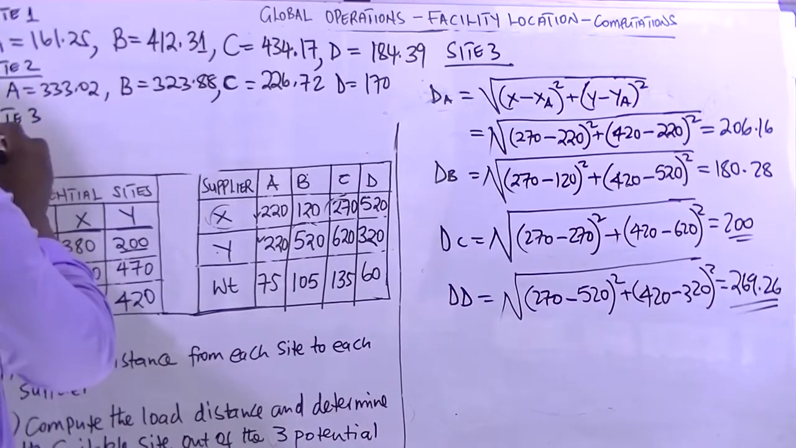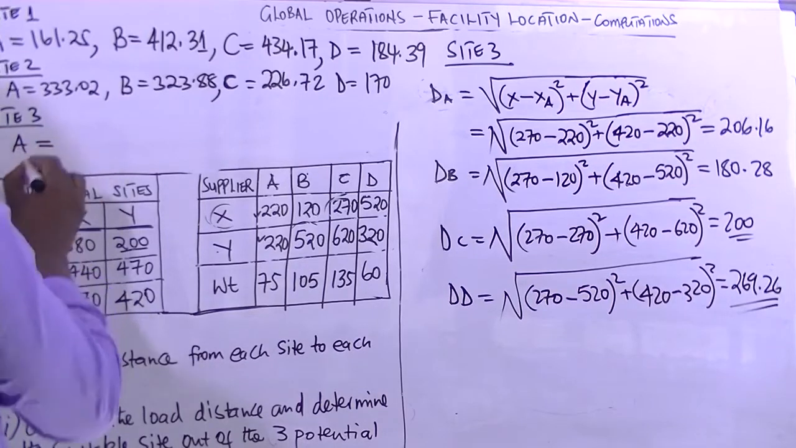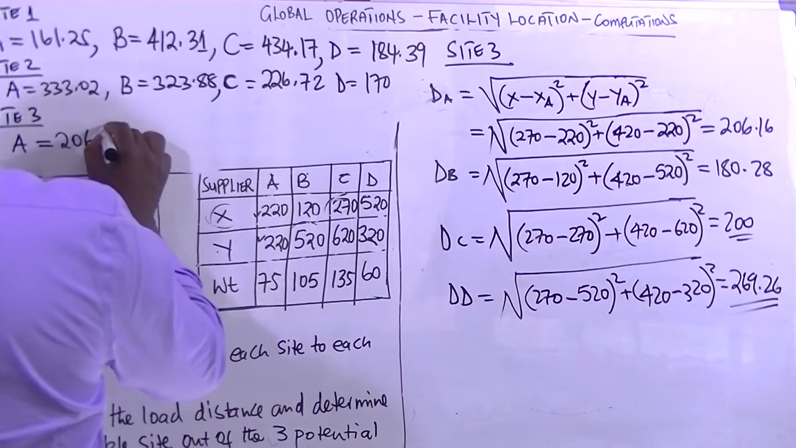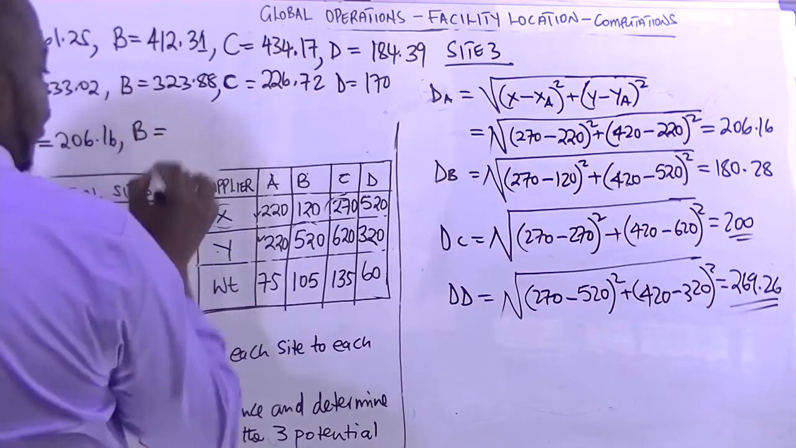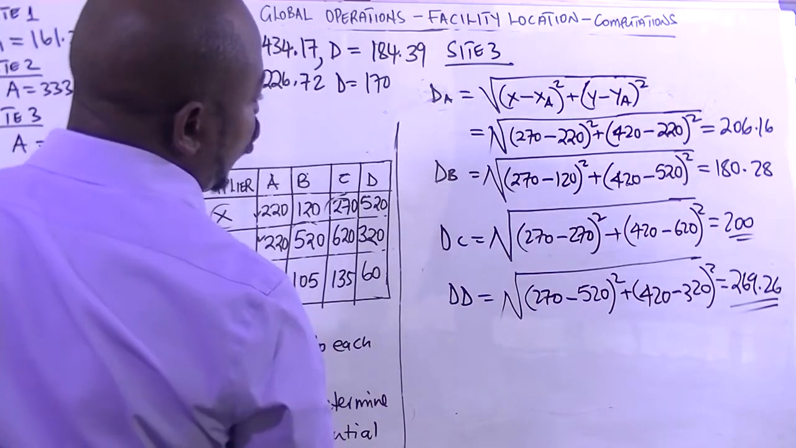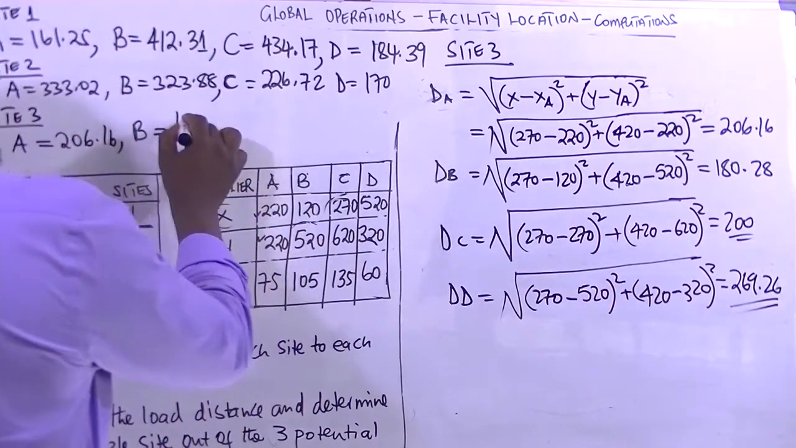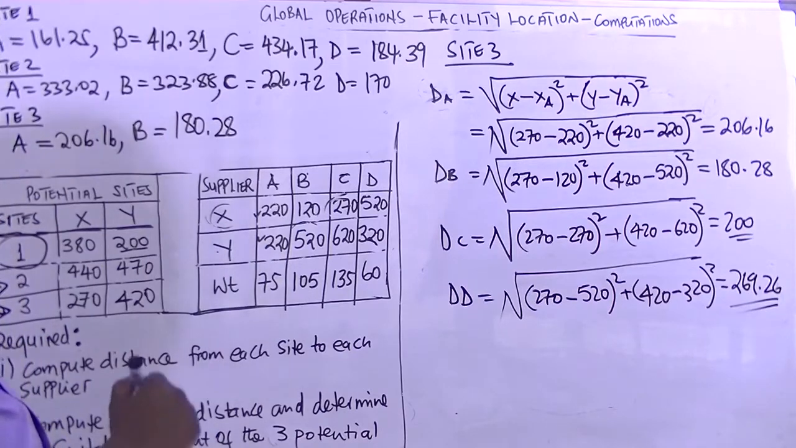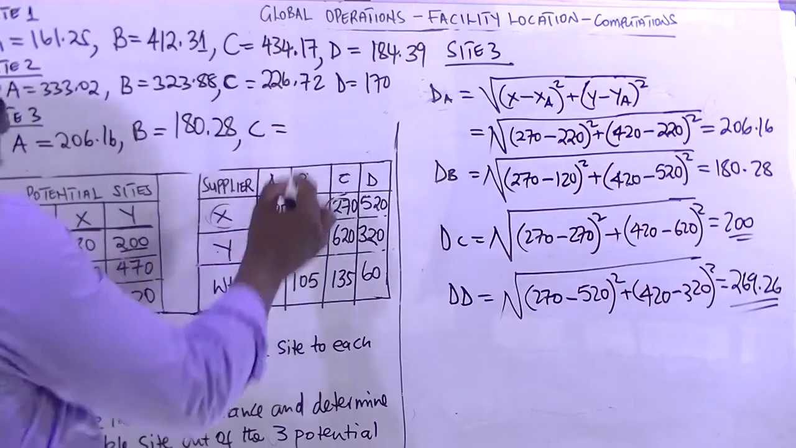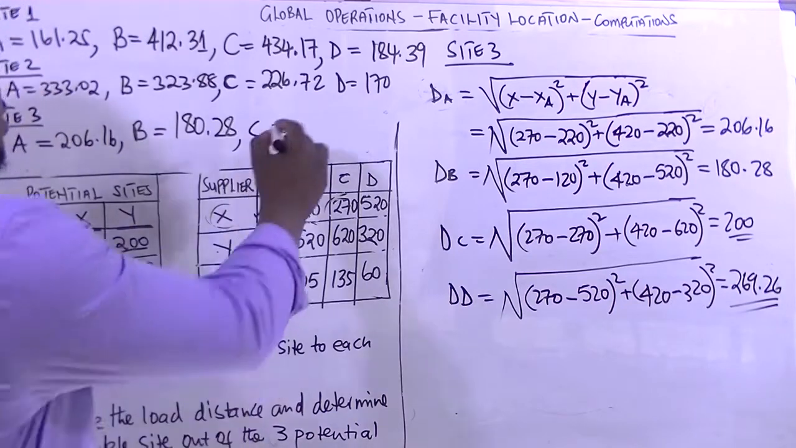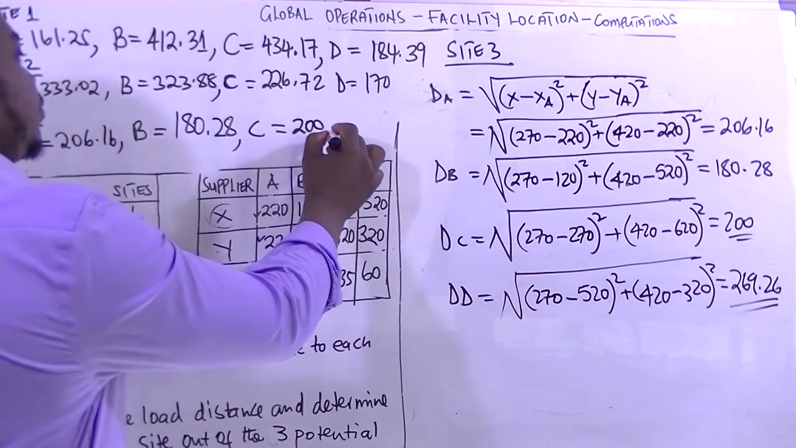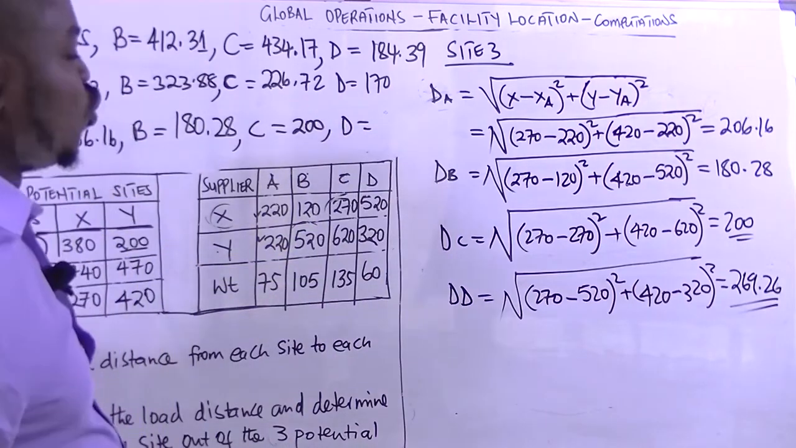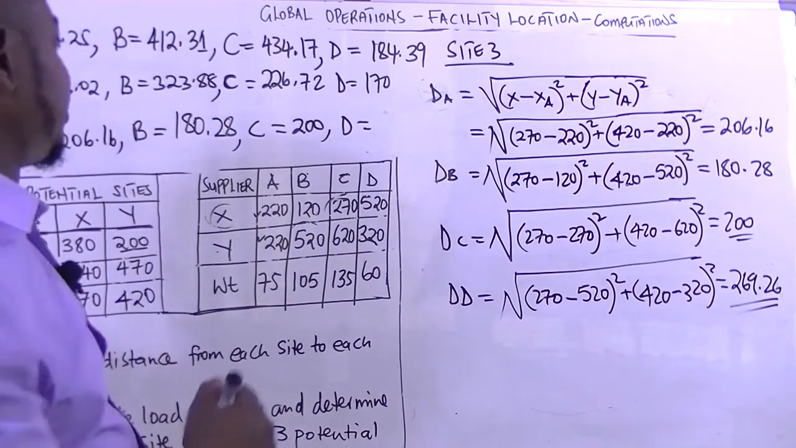So now I have, for side three, my A is 206.16. My B is 180.28. And my C is 200. And my D is 269.26.